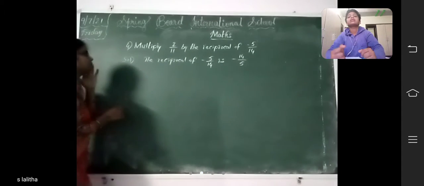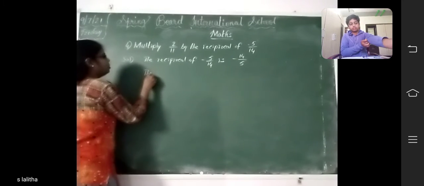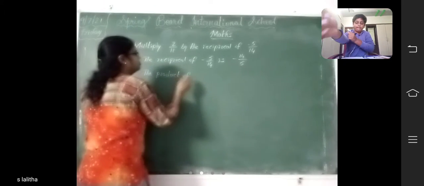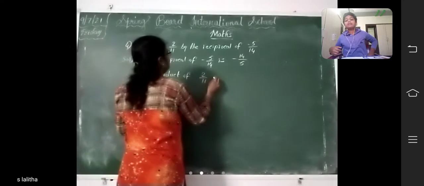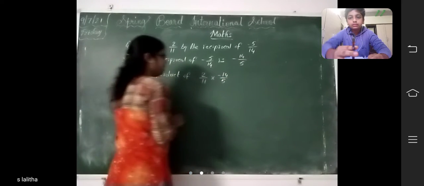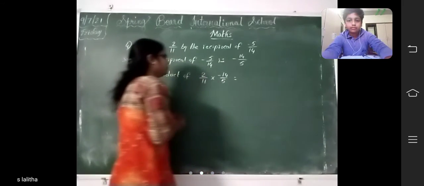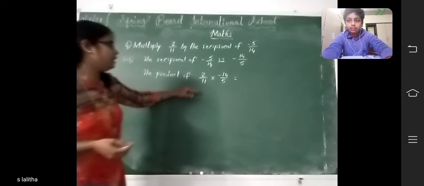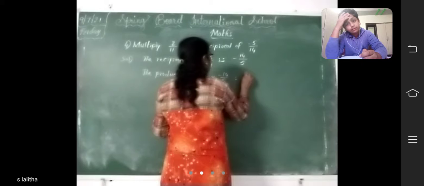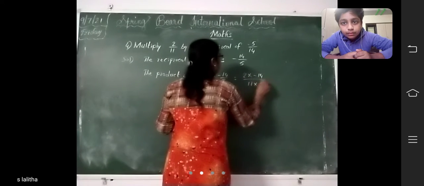Now you should multiply. The product of 2 by 11 into, what is the reciprocal here? Minus 14 by 5. Now do the multiplication here. Numerator into numerator, denominator into denominator. 2 into minus 14 by 11 into 5.